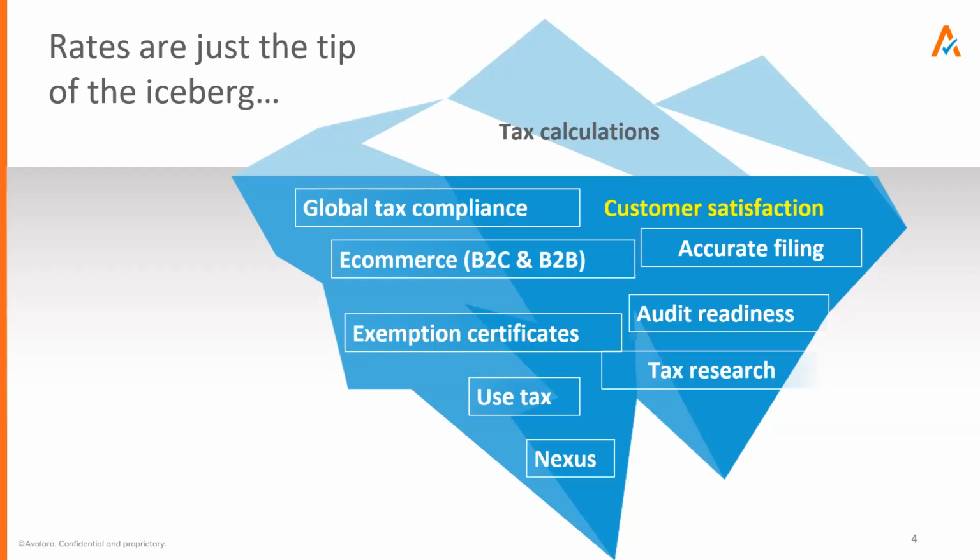I do want to point out Nexus, which is looming at the bottom here, the really scary part of the iceberg. This is hopefully a term that you're somewhat familiar with, but if not, it's that obligation for a company to register and collect in any given state. So it used to be pretty simplistic. It was just having a physical presence in a state would require you to collect. If you had exempt customers, you typically didn't have to be concerned with that.